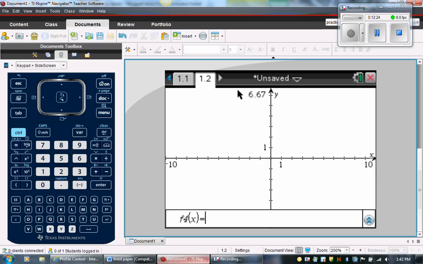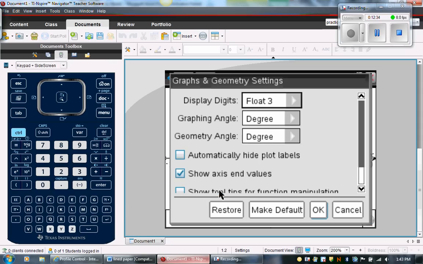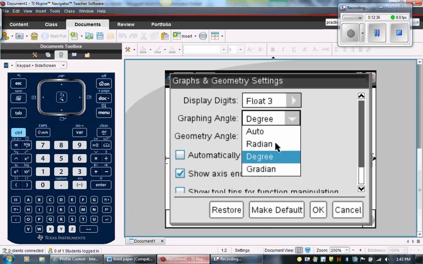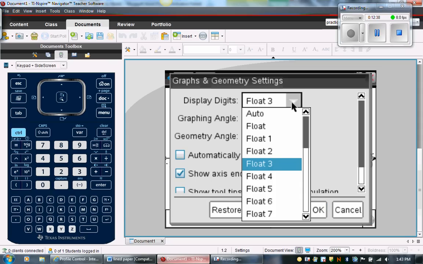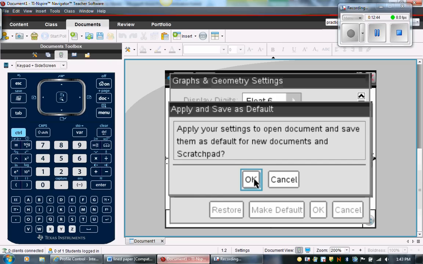Okay? So since we would like our answers in radians, we need to make sure that our calculator settings are in radians. So you're going to go to Menu, Settings. We're going to change this graphing angle to radians. And I also would like float 6. Okay? Float 6 is going to give you more decimal places. And then let's make that default.